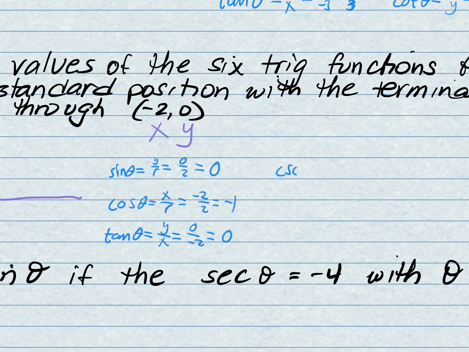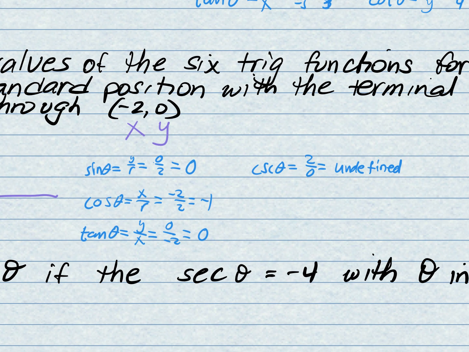And now to find the rest of them, we just need to take the reciprocal. So cosecant is going to be the reciprocal. 2 over 0. 2 over 0 is going to get you an undefined answer. Right? Don't rule out the possibility of it being undefined.